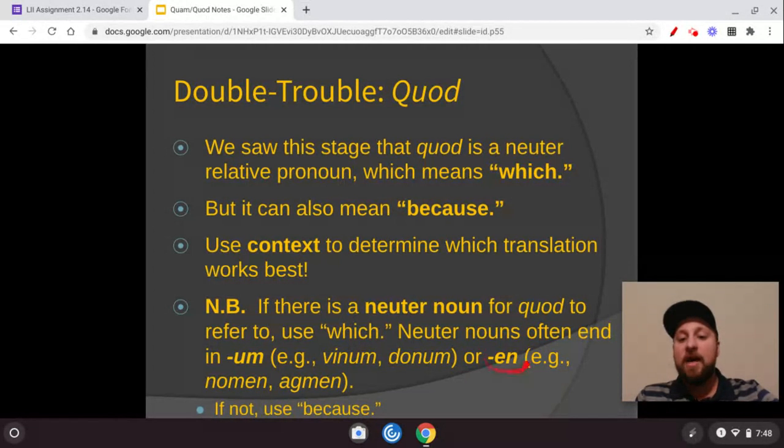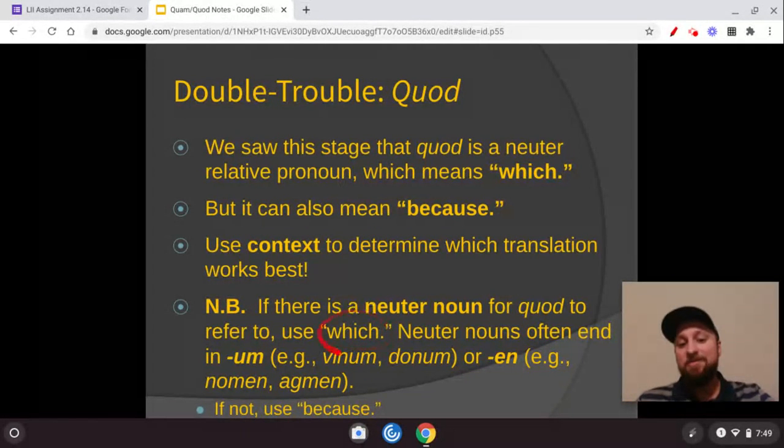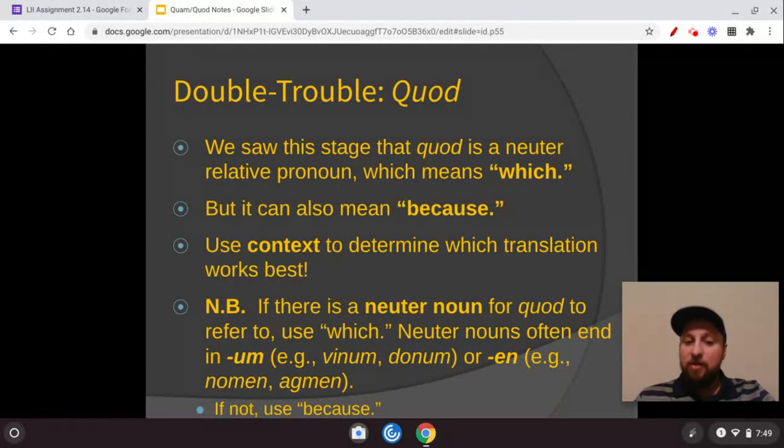Another common ending, among others, I'm just giving you the basic ones now, is en. Nomen is at the top of all of your quizzes. The word for name is neuter. Agmen, new vocab word that means a procession or a column of people, is neuter. And so if you see a word like vinum, donum, nomen, agmen, etc., in a Latin sentence, you're probably going to pick which to go with quod. In other situations, it'll be because.